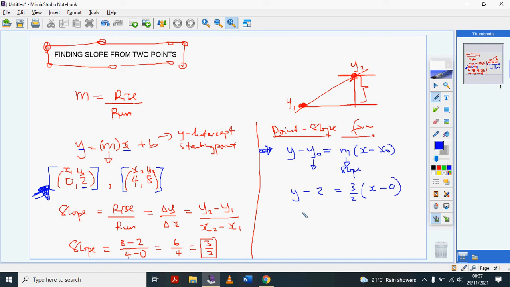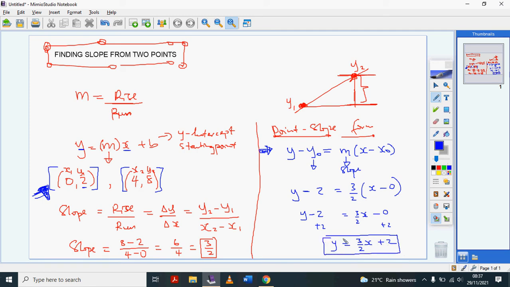So I can break this down and expand it. Y minus 2 equals 3 over 2x times x will just be 3 over 2x, and 3 over 2 times 0 will just be 0. So then I'll add 2 both sides, and I'll end up with my equation as y equals 3 over 2x plus 2.